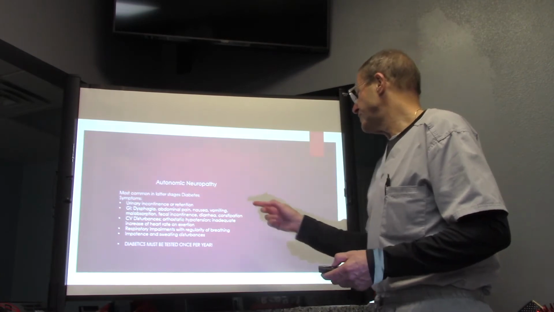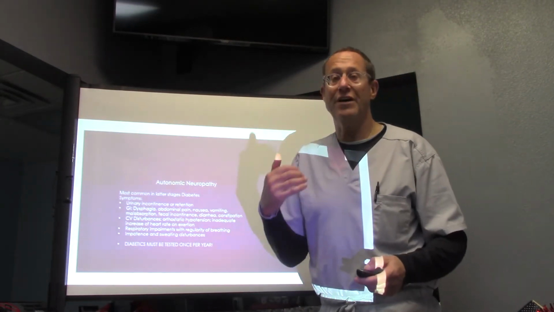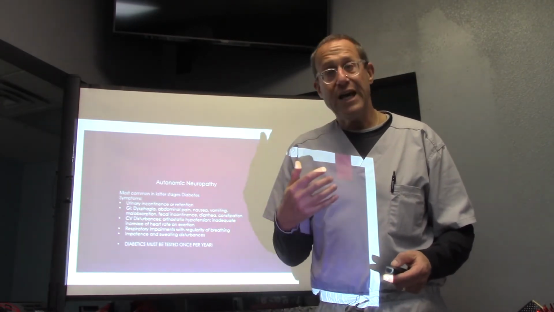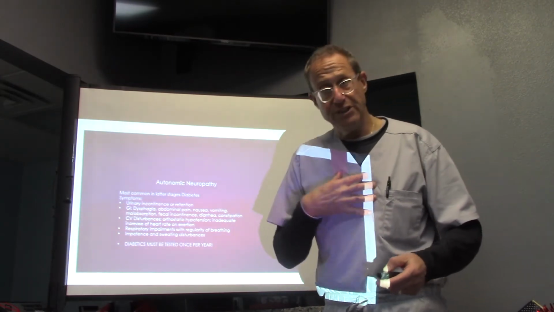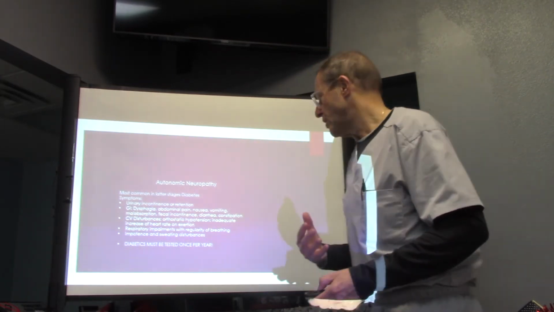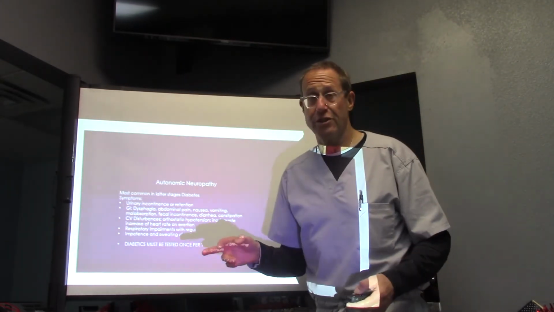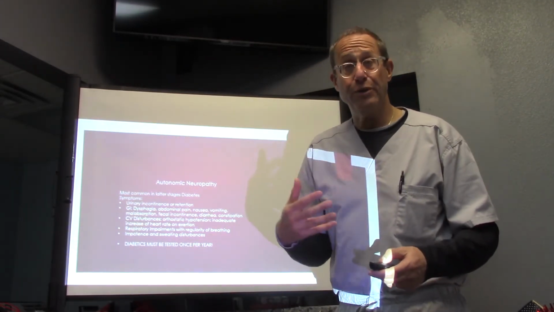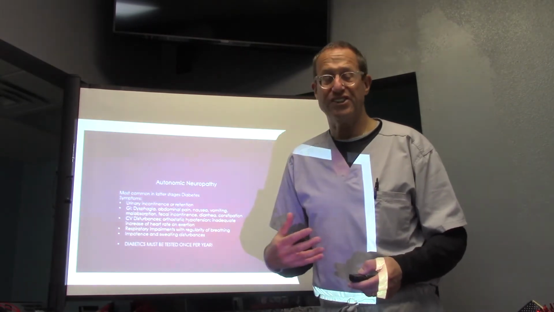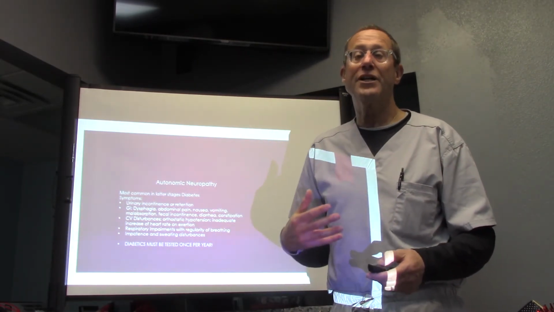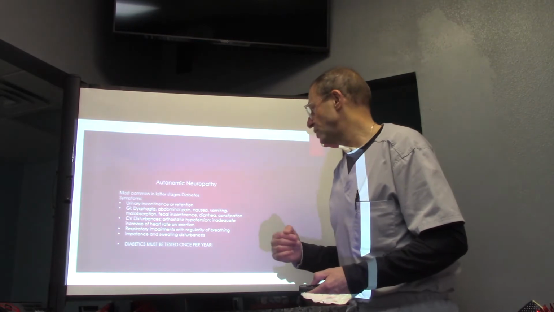Respiratory impairments with regularity of breathing, so you have irregular breathing. Again, because it's controlled by the nerves. The intercostal muscles and the diaphragm are controlled by nerves. Impotence and sweating disturbances. Okay, you may have the inability to sweat or too much excessive sweating, hyperhidrosis, okay, as a result of autonomic neuropathy.